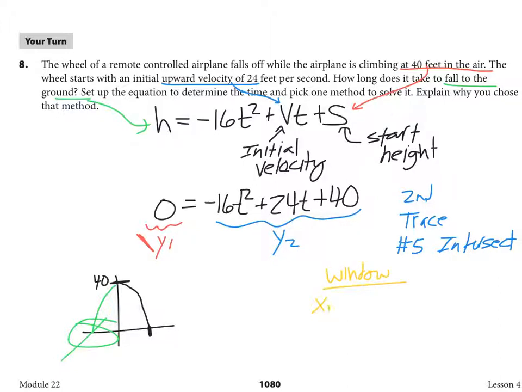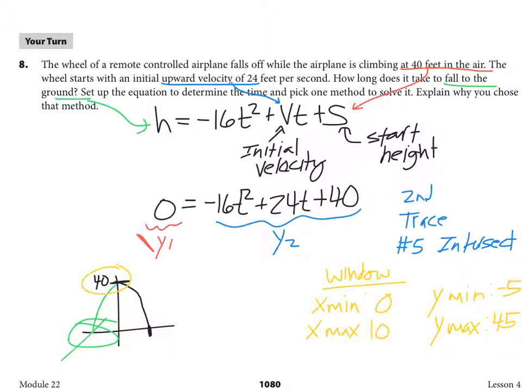So on my window here, I'm going to make x min be 0 because I can't have a negative time. X max, let's just leave it 10. Okay, I don't know how long it's going to take, but if it's bigger than that, I'll be able to tell on the graph. My y min, I've got to make it something smaller than 0 because I just want to see where it hits the x-axis. So I'm going to say negative 5. And y max, I'm going to make 45 because it starts at 40. So I want to make it something bigger than that. So negative 5 and then 45.